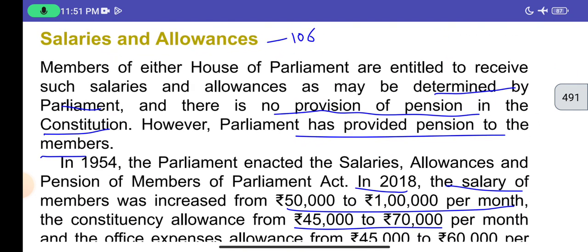Now, salaries and allowances. Members of either House of Parliament are entitled to receive such salaries and allowances as may be determined by Parliament, and there is no provision of pension in the Constitution. However, Parliament has provided pension to the members.